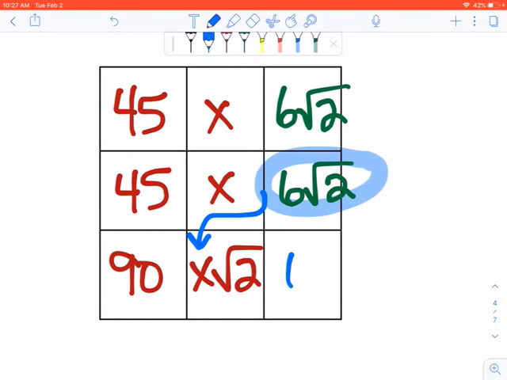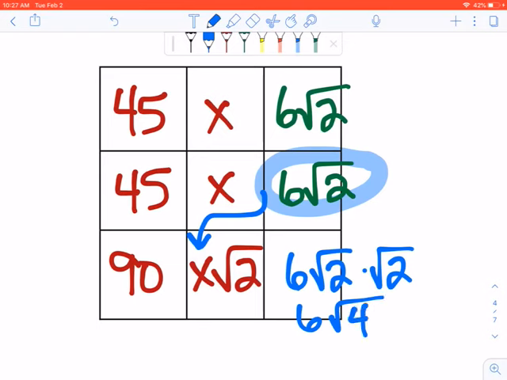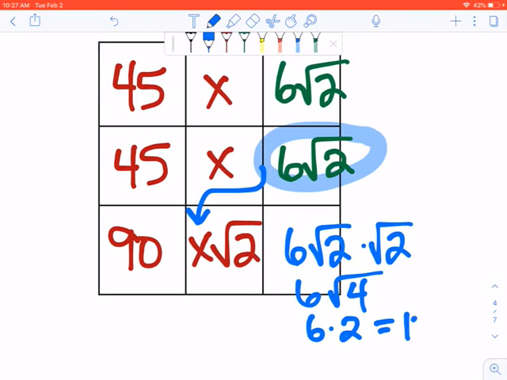So it might help when we write this. We have 6 root 2 times root 2. I have that 6 root 2 I'm putting in for x, so I have 2 root 2's right now. Now I need to simplify those. Root 2 times root 2, we talked about, is root 4. And then square root of 4 is 2, so 6 times 2 gives me 12.